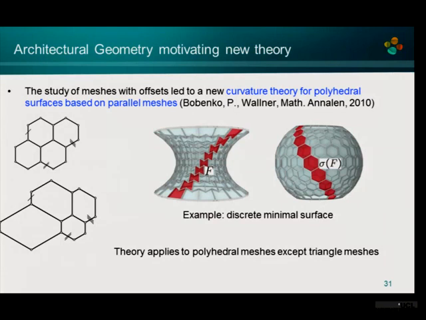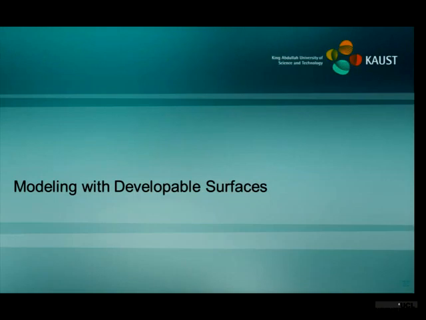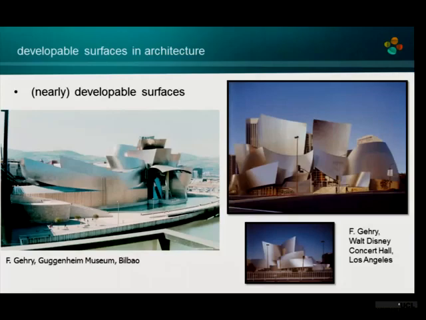But if you have a triangle mesh, the parallel meshes are trivial, because if you have two triangles with parallel sides, they are similar to each other, which implies that parallel triangle meshes would be scaled versions of each other, and then you cannot do anything good with that. Now, we can also model with developable surfaces, and they also came up in architecture.